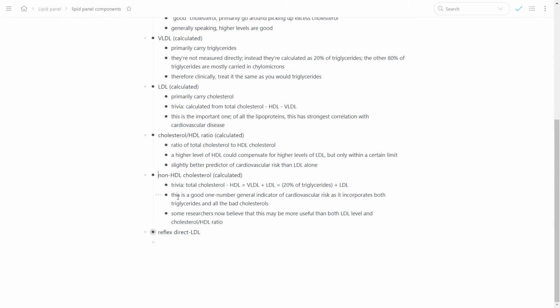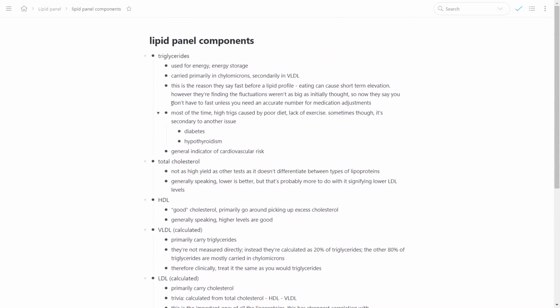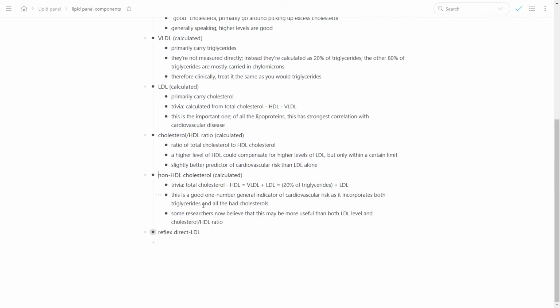And this is a good one-number general indicator of cardiovascular risk because it incorporates both triglycerides and LDL, which is the bad cholesterol. Some researchers now believe that this may be more useful than both the LDL alone and even the cholesterol to HDL ratio. And so that is what's typically going to be included in a lipid profile.